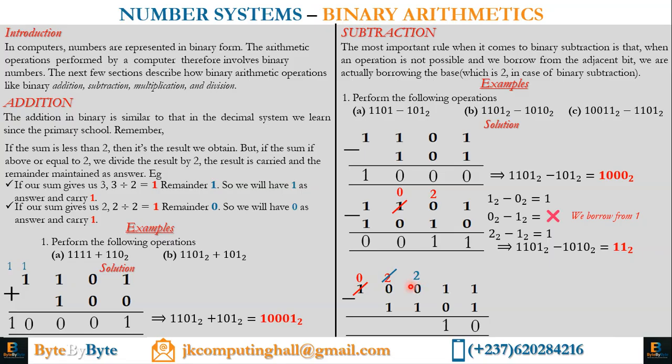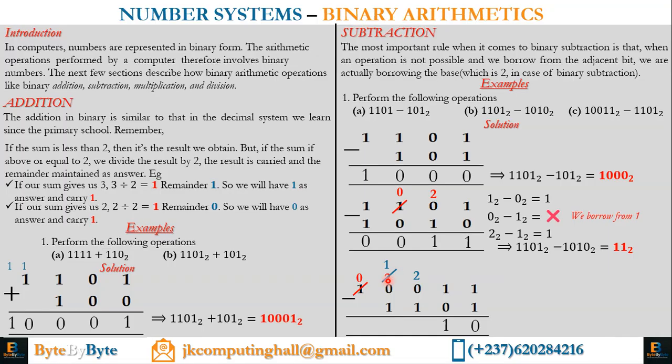Because take note, when you are borrowing in binary, what you are borrowing is actually the base. So when I cancel here, I will be left with 1. And that's why what I added here became the base, which is 2. Let me take it all over. I borrow 1, I'm left with 0. What I added to this 0 is 2, because we are in base 2.